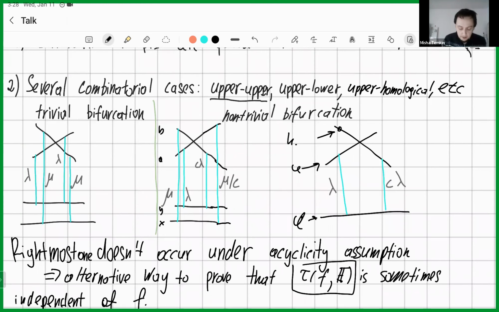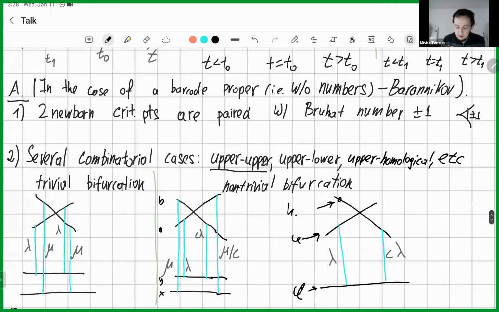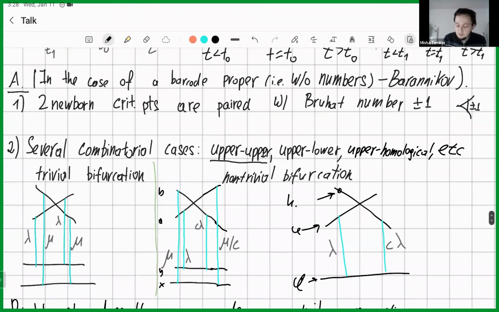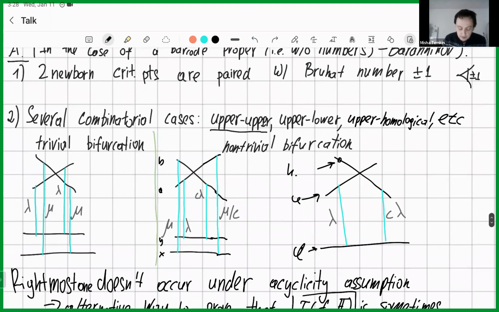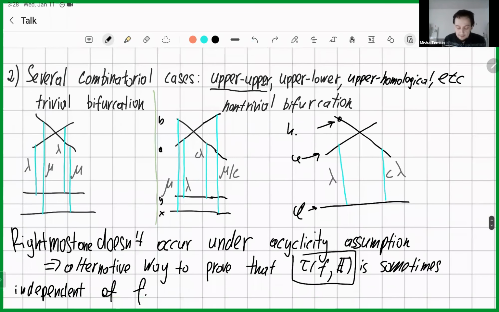Because if all the bifurcations look like this, then at each time the product doesn't change. If this bifurcation occurs, then there is one additional Brown number, which is 1, so the product surely doesn't change. And if this occurs, then the numbers do change, but again their product does not. So this gives a sort of bifurcation analysis proof of the fact that tau is independent of the function.